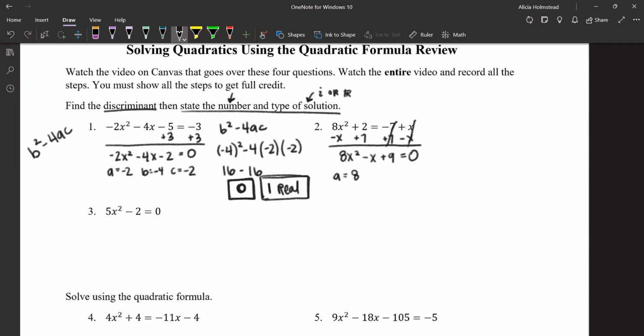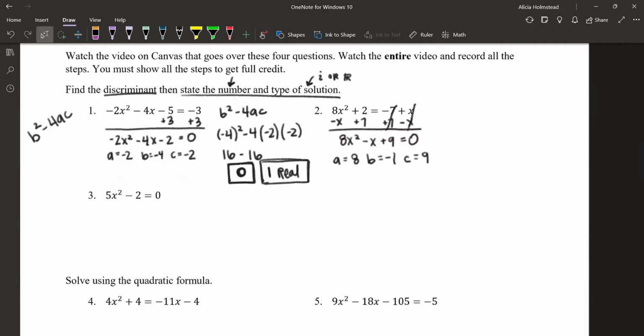A is equal to 8, B is equal to -1, C is equal to 9. Plugging those into our discriminant formula, b squared is going to be 8 squared minus 4. Oh, sorry, b is -1. My apologies. So b squared is going to be -1 squared minus 4 times a, which is 8, times c, which is 9. So this is going to become 1.